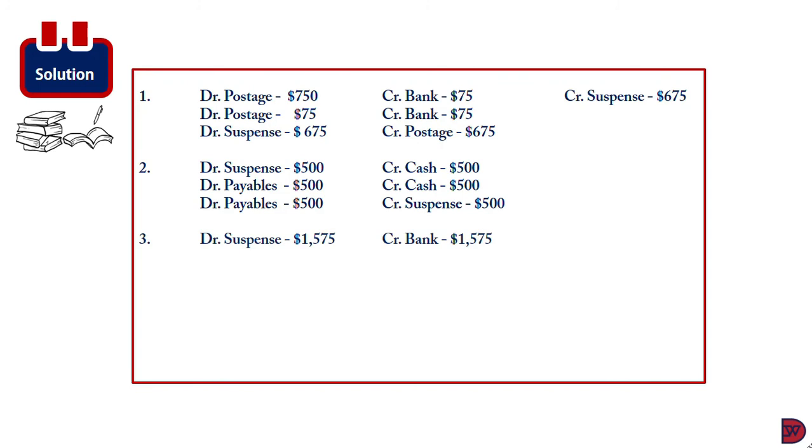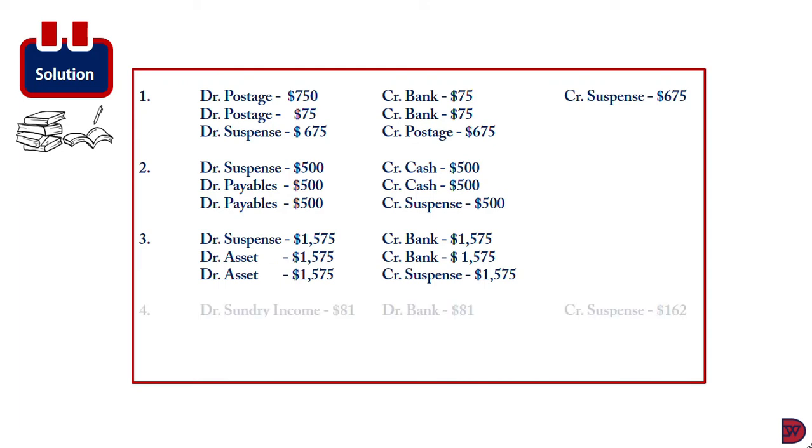The third is that the Suspense account was debited for $1,575 and the bank was credited for the same amount, whilst the correct entry should have been a debit to the asset account and a credit to the bank account of $1,575. So we debit the asset that should have been done with the amount and credit the Suspense.